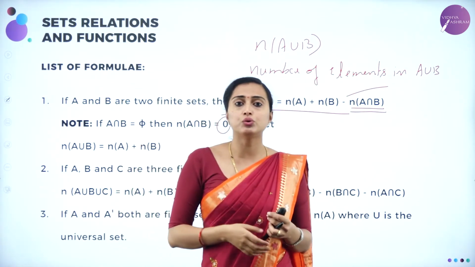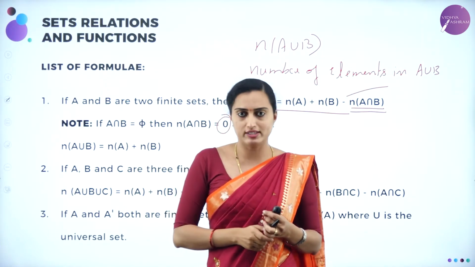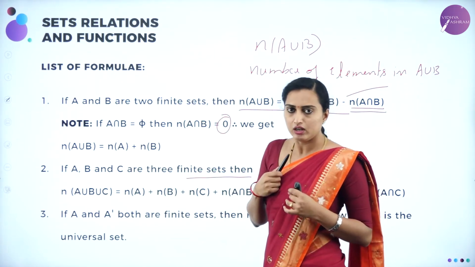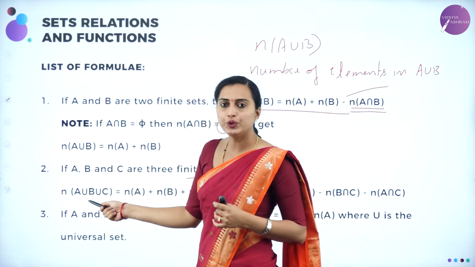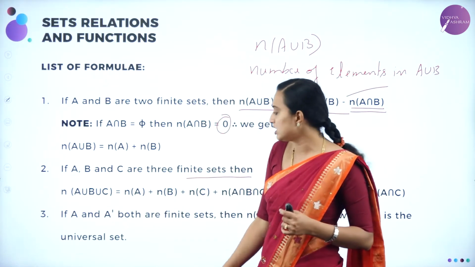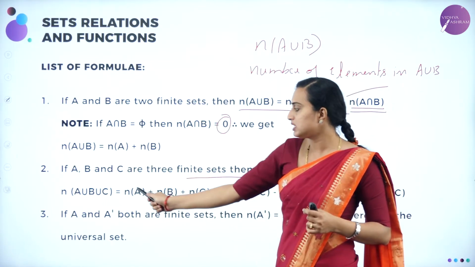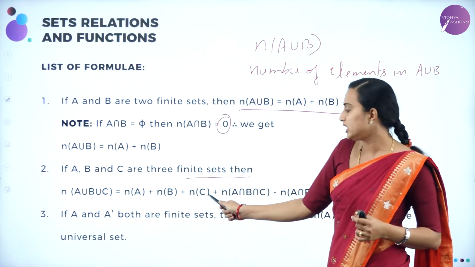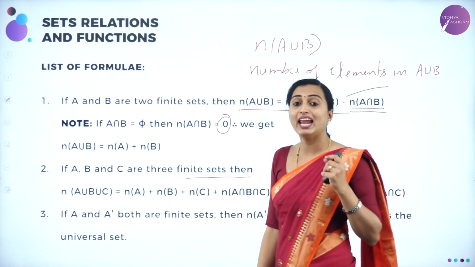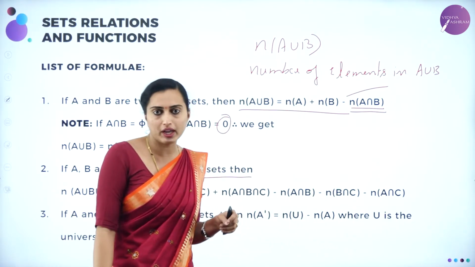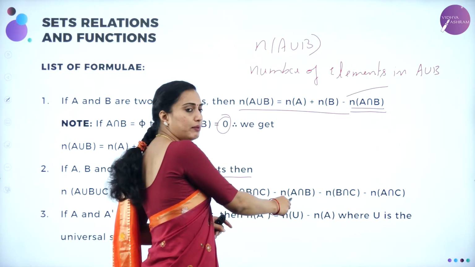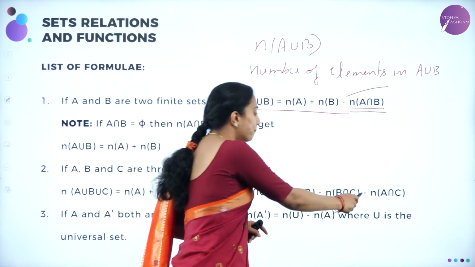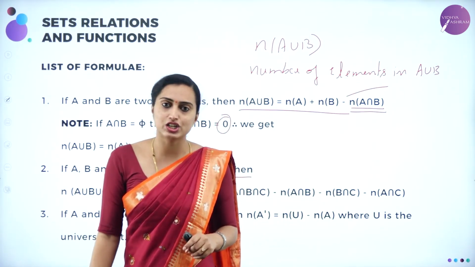Suppose they ask you to do problems with 3 groups. For example, if A, B, C are 3 finite sets, then we are going to write n of A union B union C. The formula will take this form: n of A plus n of B plus n of C, that means number of elements of A plus number of elements of B plus number of elements of C, plus number of elements of A intersection B intersection C, minus number of elements of A intersection B, minus number of elements of B intersection C, minus number of elements of A intersection C.